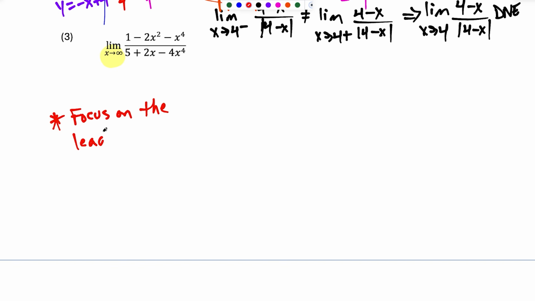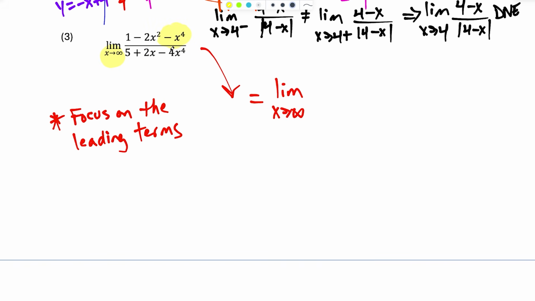Okay, there's more than one way to do this question, but if you focus on the leading terms, that makes the question way easier. Okay, so I could rewrite this as the limit as x approaches infinity, and now the leading terms here are negative x to the fourth and negative 4x to the fourth. Don't get confused with leading terms being the first terms here. That's not the case. The leading terms are always the highest powers of x, and their coefficients go along.